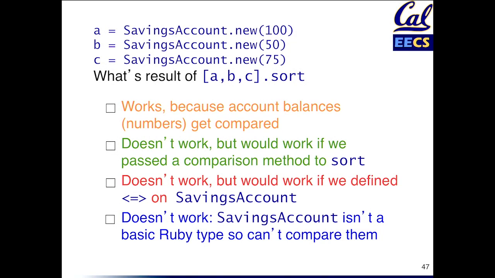So if I define, here I've got 3 savings accounts that I've initialized with 3 different balances, and suppose I try to put those 3 savings accounts into an array and I try to call sort on that array. So what happens in this case?